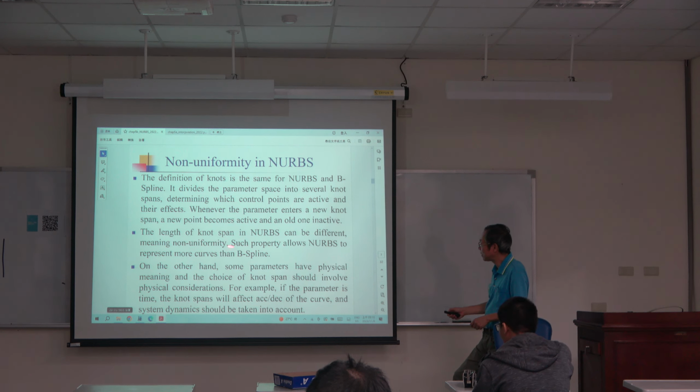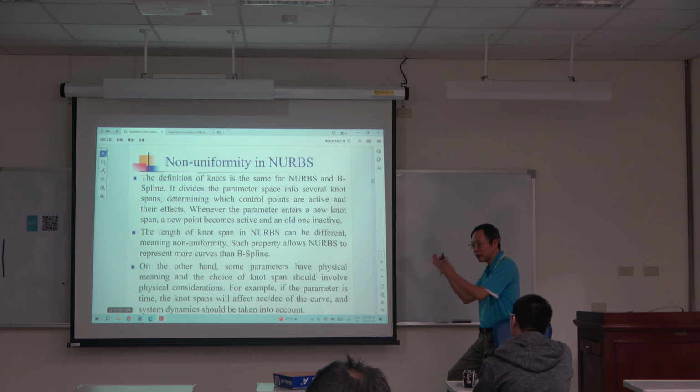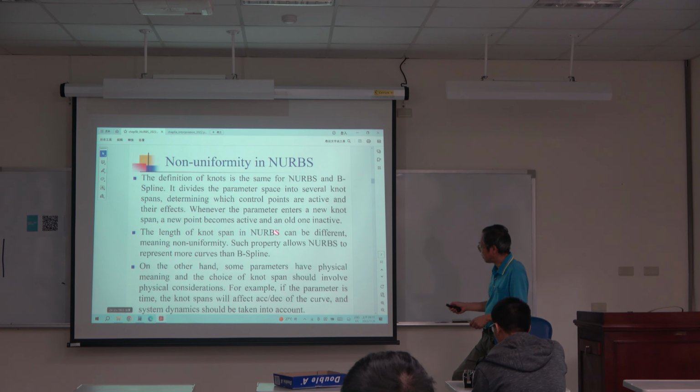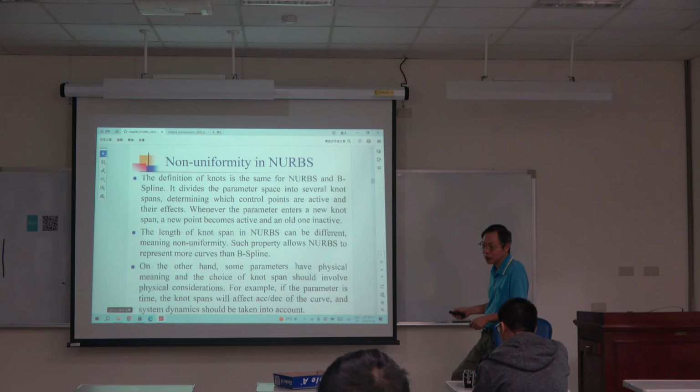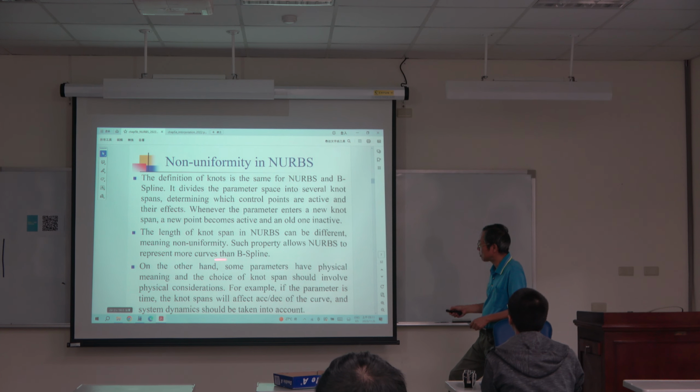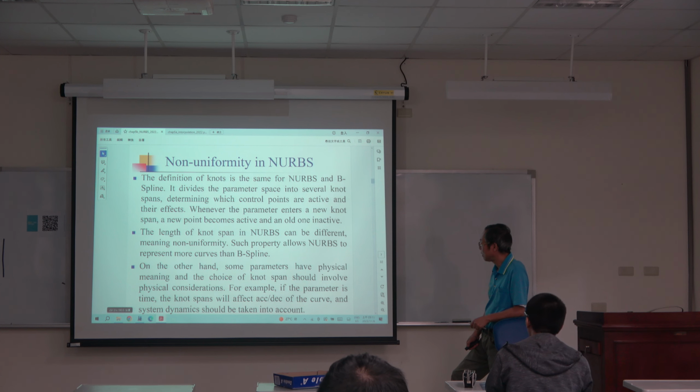And the length of mass spans in NURBS can be different. Previously, for this spline, usually the length of each mass span is the same, equally spaced. Here, they can be different. This difference, we call non-uniformity. And again, this kind of property allows NURBS to represent more curves than this one. Any questions?